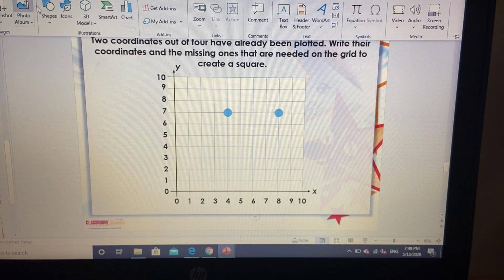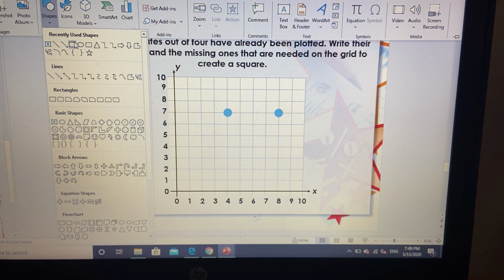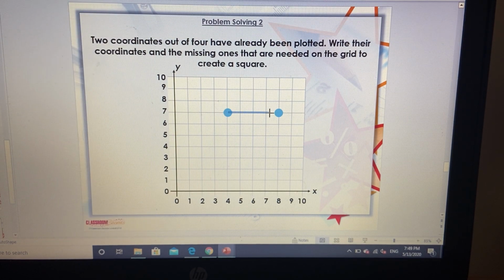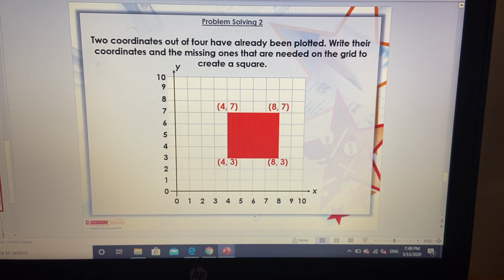And I can double check that by drawing a square. It looks quite right, so we can check. We should have 4 and then up to 3, and we should have 8 and then up to 3. And we can check our answer. There we go.